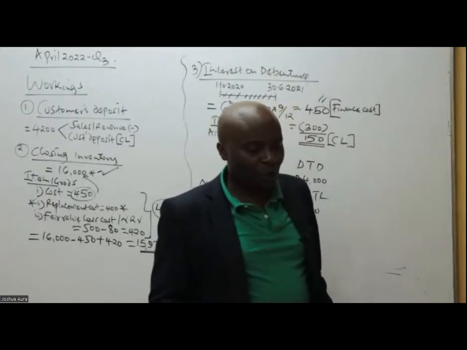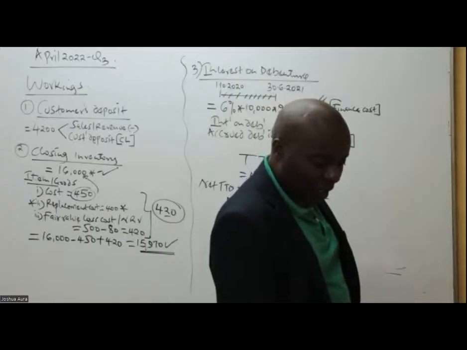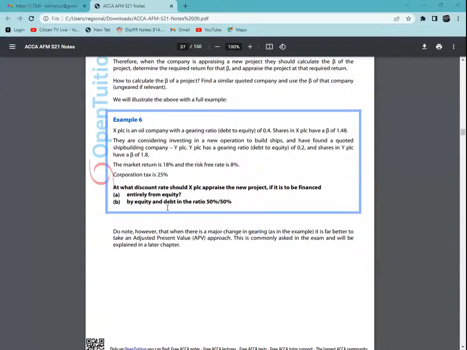Ladies and gentlemen, listen to me very well. We are now aware that the relevant beta is the beta of the new industry. We are told that they are considering investing in a new operation to build ships, and have found a quoted shipbuilding company, YPLC. The market return is 18% and the risk-free rate is 8%.